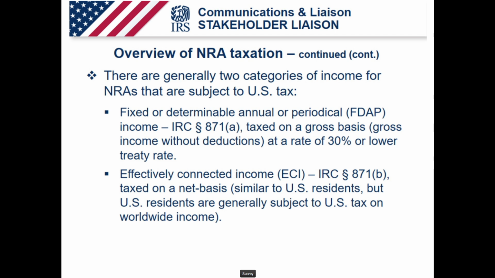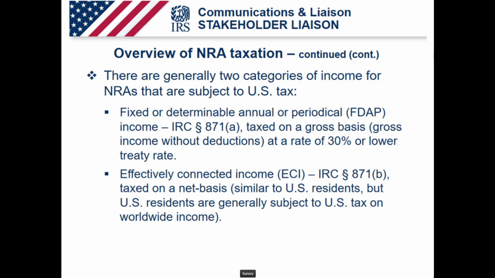Furthermore, there are generally two categories of income NRAs are subject to U.S. tax. First, there is fixed or determinable annual or periodic, commonly referred to as FDAP income, that is not effectively connected with a U.S. trade or business. And the second category of income is effectively connected with a U.S. trade or business, otherwise known as ECI income.